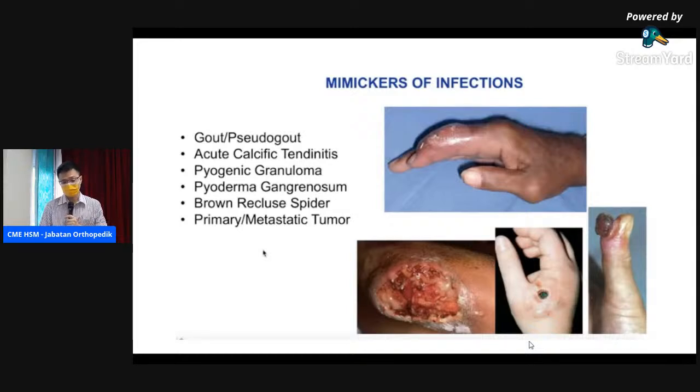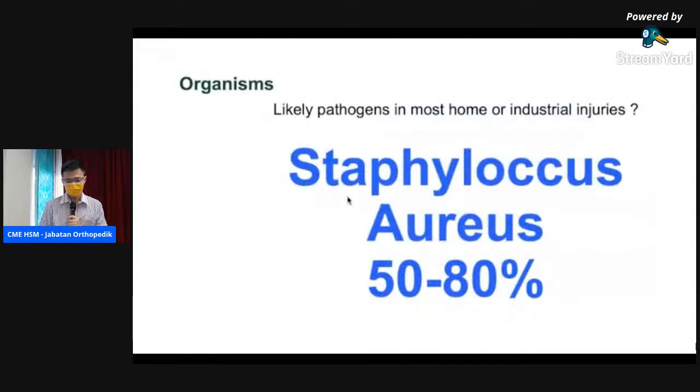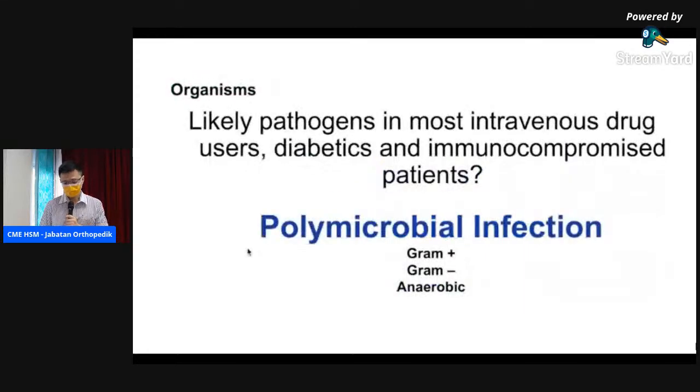Pyogenic granuloma is the one in the right lower slide. That one is the granuloma. Pyogenic granuloma is the left lower one, and some spider bites. And some could present as a tumor, or like an infection. The most likely organism is still Staph aureus.